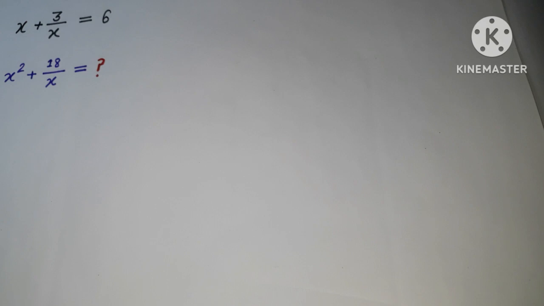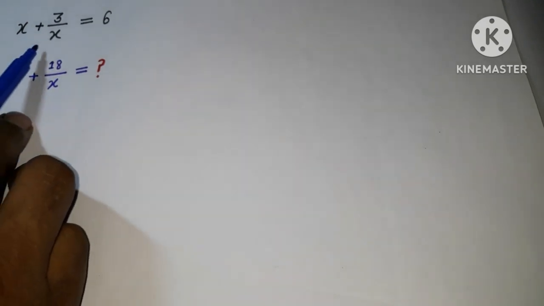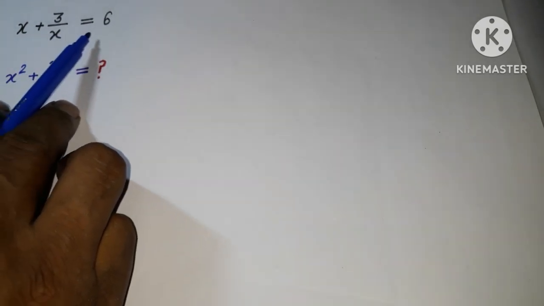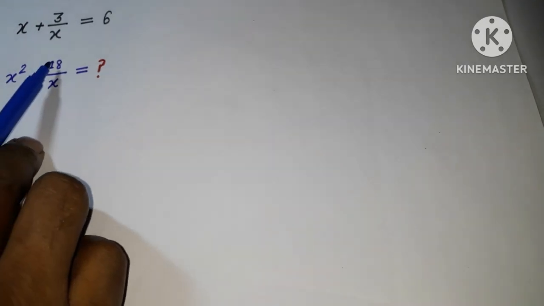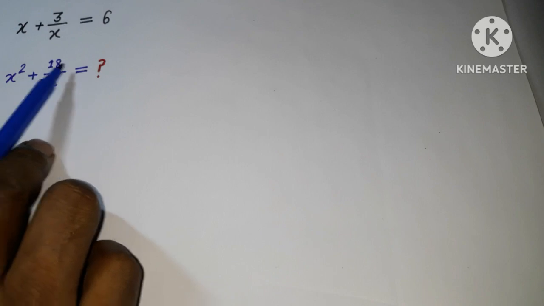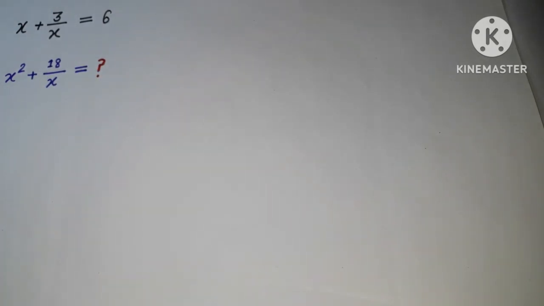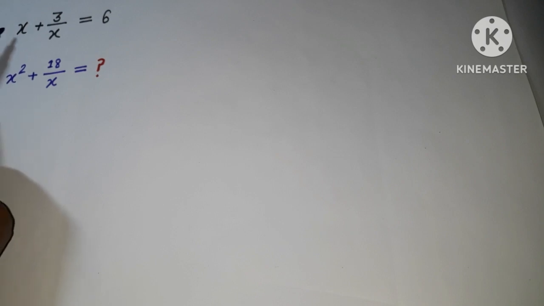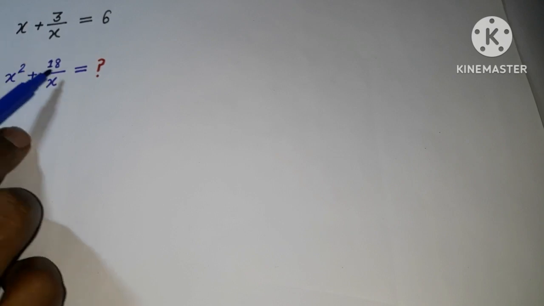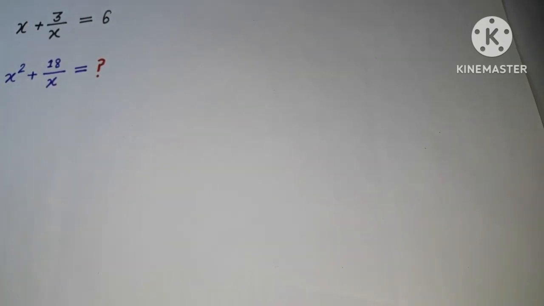Today we have this question on your screen. Here you are seeing that we have x plus 3 upon x is equal to 6. Then we have to find x square plus 18 by x is equal to what value? So we need to find the value for this expression. Once we get the value for x, we can plug in that value inside this term.